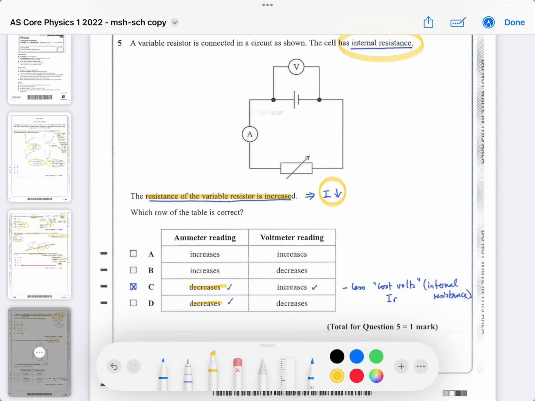If the current goes down, we're looking for a decrease, so it's got to be C or D. And if you have a decreased current, you're going to lose less voltage in the internal resistance. So if you lose less voltage, the voltage available in the circuit will increase. So it has to be C. That's the only one that's going to be correct in both columns. So the answer is C.